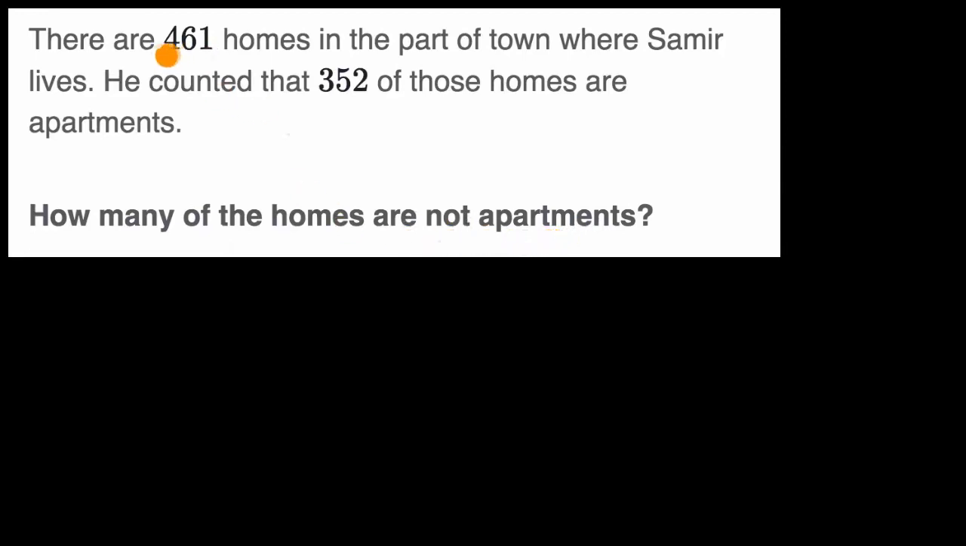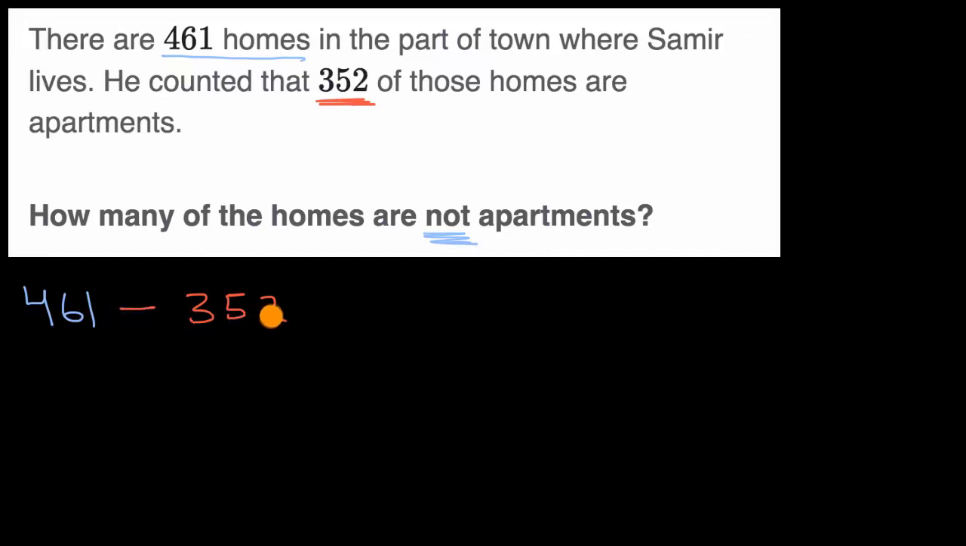So we're starting with 461 homes. So we have 461, and we want to know how many are not apartments. So what we want to do is take out the number that are apartments, and they tell us that 352 of those homes are apartments. So we'll take out the number that are apartments, and what we will be left with is going to be the number that are not apartments. So we really just have to evaluate 461 minus 352.